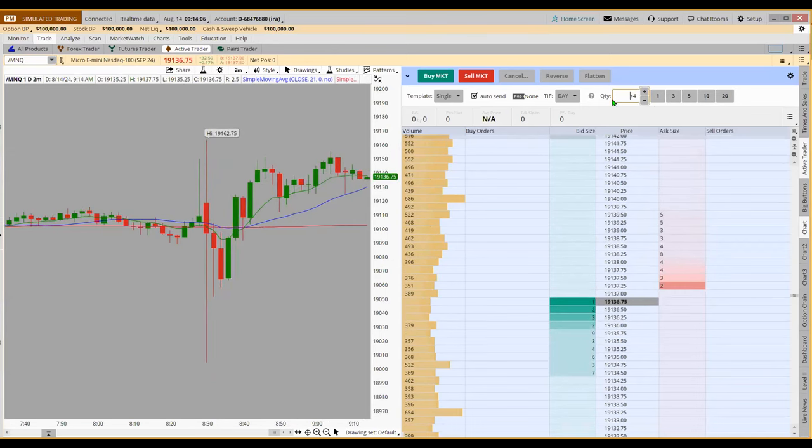So we're going to be looking, let's see, for this level to hold, right? Let's call the level around the 20 level, and see how this level is going to stick. So unless we break 19,000, we're not going to be looking, let's say, for a short, okay?